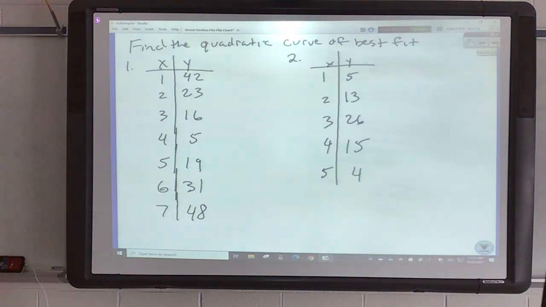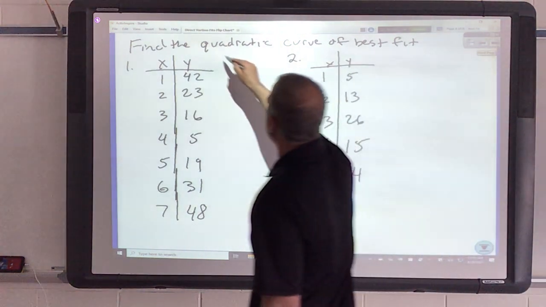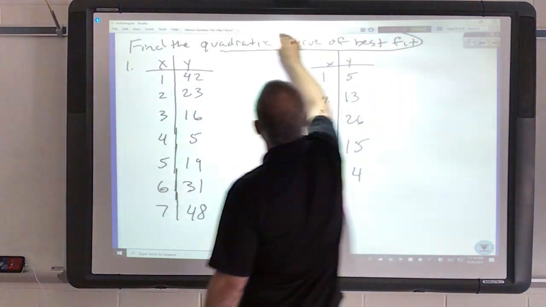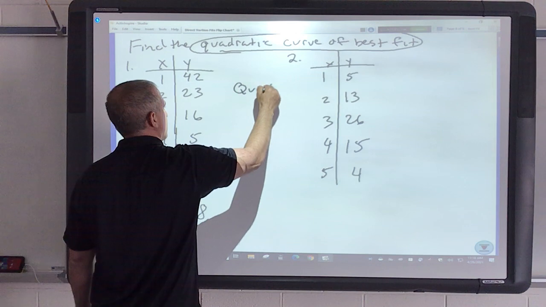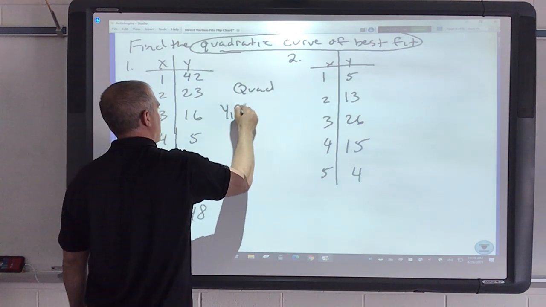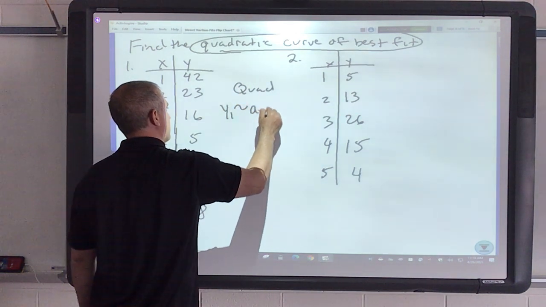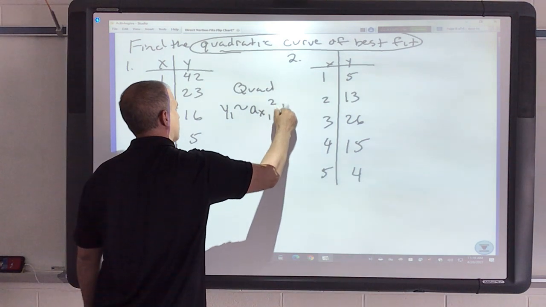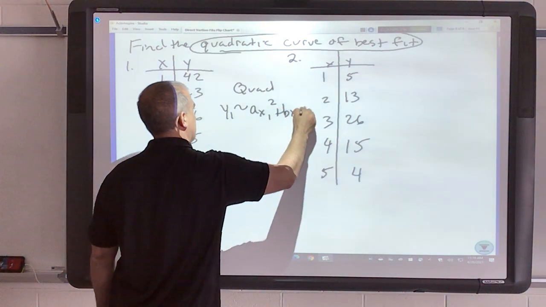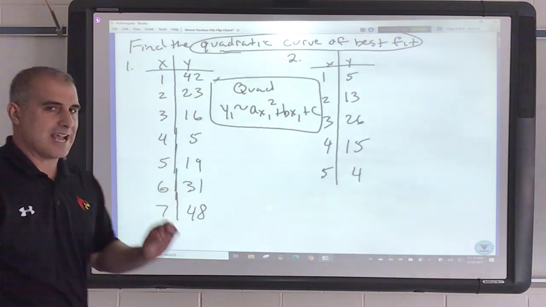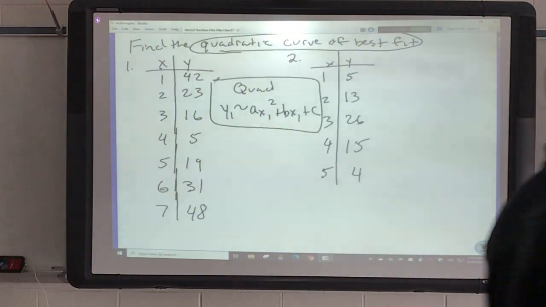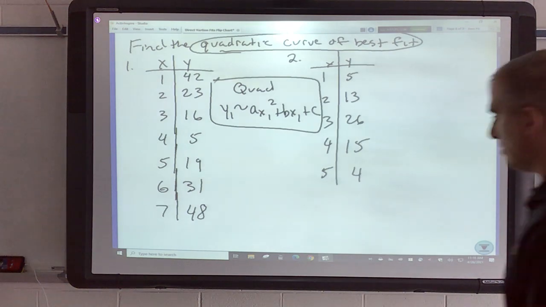Now, let's talk about this next thing that says quadratic curve of best fit. Okay, so here's what I would like you to write down. This is for the quadratic. All right, y1 approximately ax1 squared plus bx1 plus c. Okay, so go ahead and write that down. That's the most vital thing, is what does my equation look like, all right?